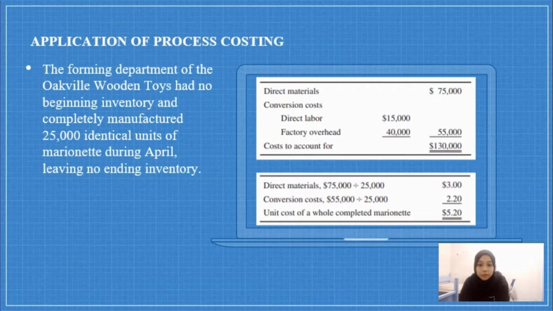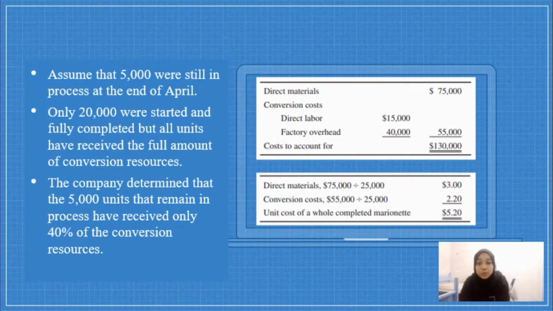Since there is no ending inventory, the unit cost of goods completed is simply $130,000 divided by 25,000 units, which is $5.20. And itemization would show as the following. There are 2,000 units which are still in process at the end of April. The company has determined that they only received 40% of the conversion results.